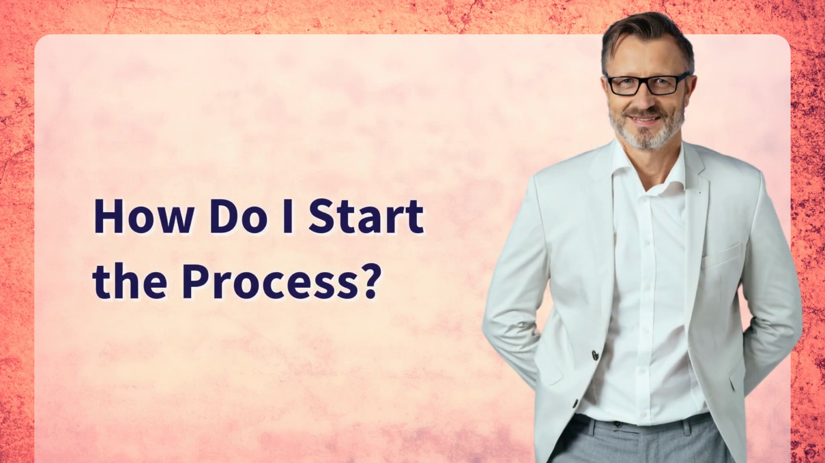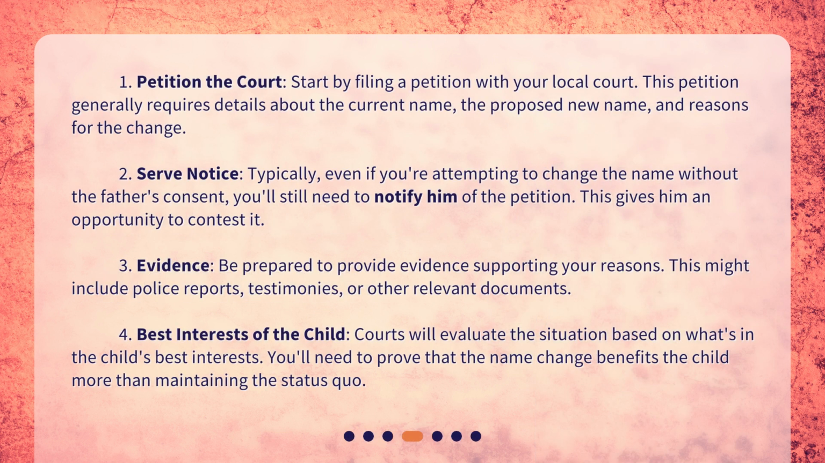How do I start the process? 1. Petition the court. Start by filing a petition with your local court. This petition generally requires details about the current name, the proposed new name, and reasons for the change. 2. Serve notice. Typically, even if you're attempting to change the name without the father's consent, you'll still need to notify him of the petition. This gives him an opportunity to contest it.